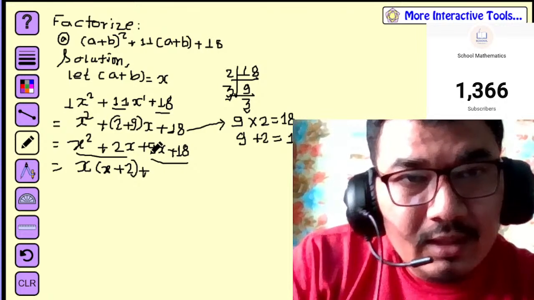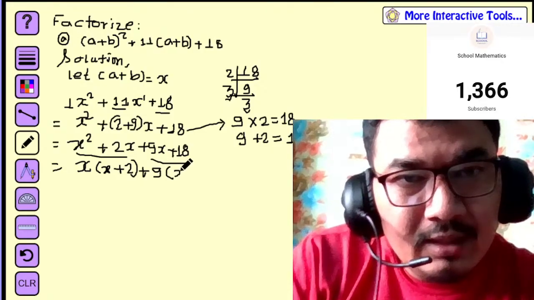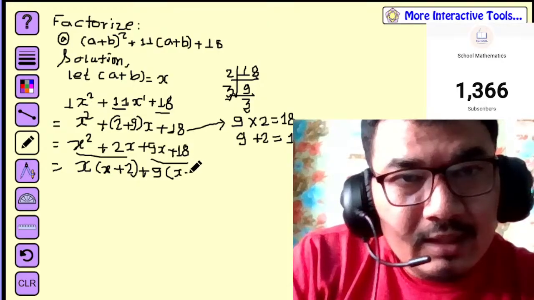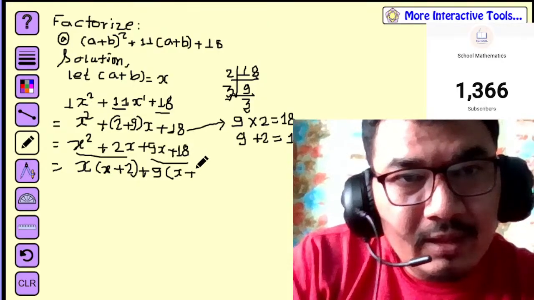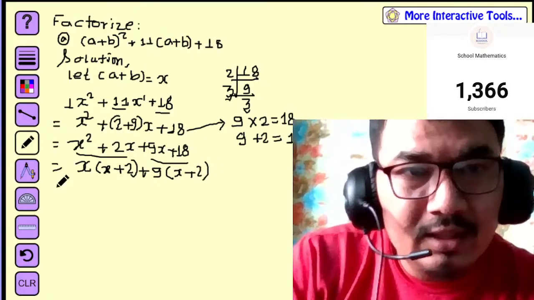Now look here, children, in these 2 terms also there is 9 common. If we take 9 common, then there is remaining x, and then here is remaining 2, because 9 into 2 is 18.